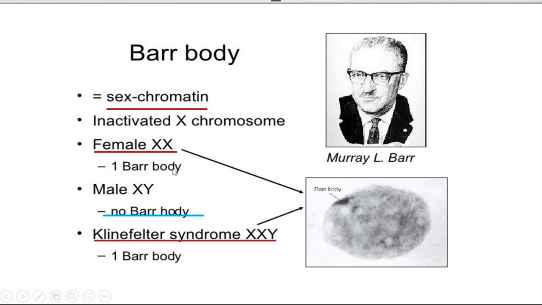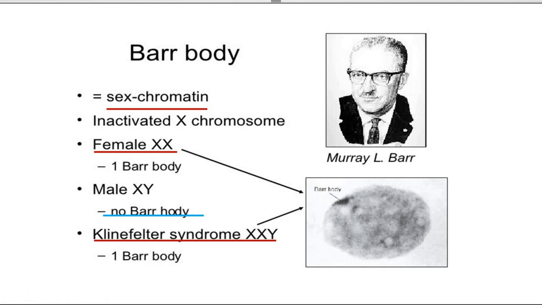So in females you will have the presence of Barr body, in males you will not have the presence of Barr body. This is the Barr body or the sex chromatin present on the inner aspect of the nuclear membrane, right? And then in Klinefelter syndrome, since you have the presence of X, a combination something like females, one of these X will be represented as a Barr body or the sex chromatin.